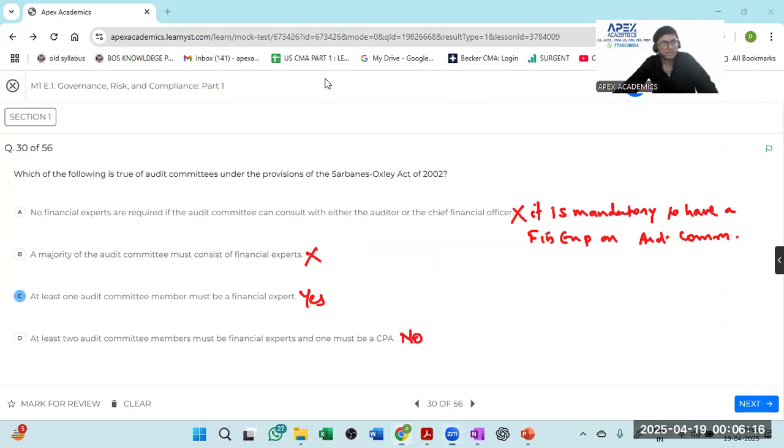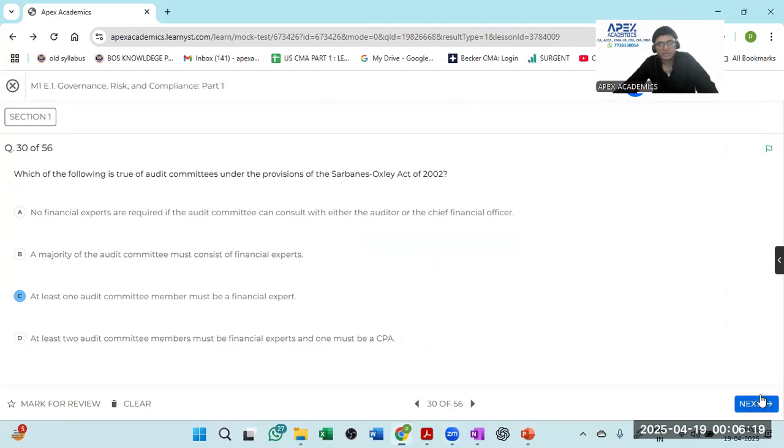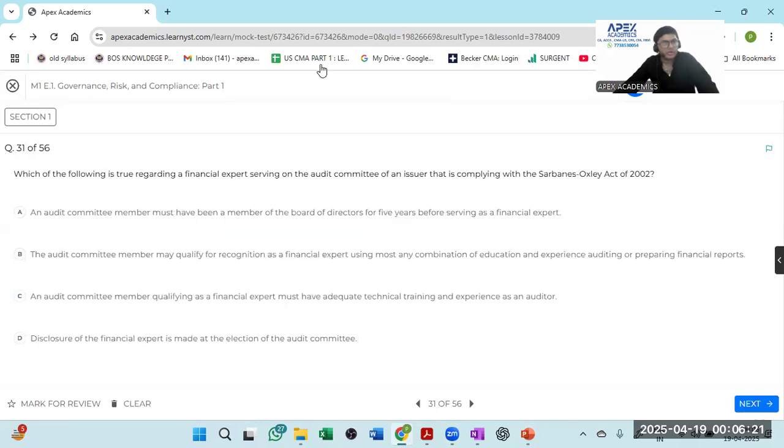Question number 31. Which of the following is true regarding a financial expert who serves on the audit committee of an issuer that is compliant with SOX? We started with the concept of financial expert. An audit committee member must have been a member on the board of directors for 5 years. No. Who said that? He should know GAAP, he should have performed audit, and he should know how to prepare financial statements. That's it. The audit committee member may qualify for recognition as a financial expert using any combination of experience or education.